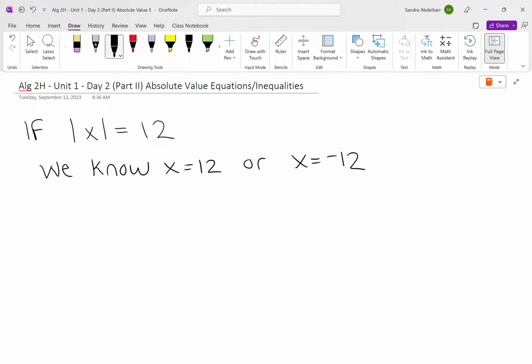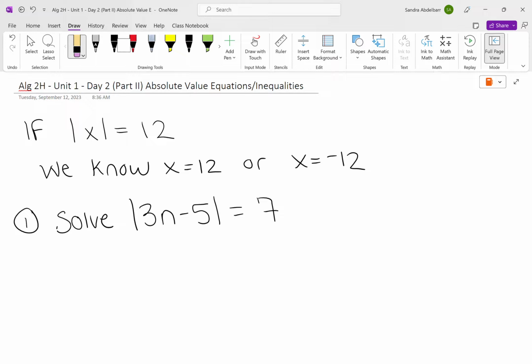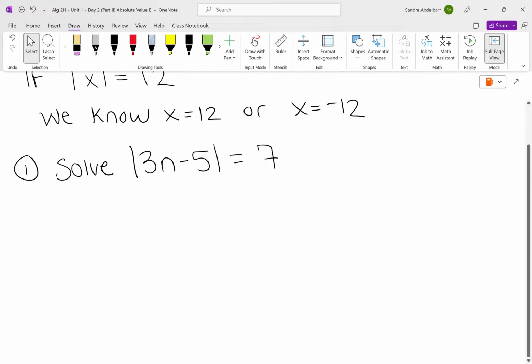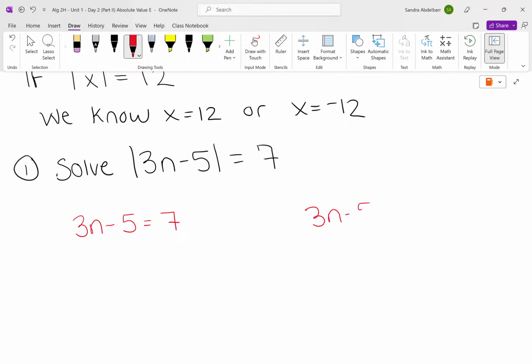Okay, so what happens when we have an absolute value equation? Say I ask you to solve the absolute value of 3n minus 5 is equal to 7. In the past in middle school, you always made two separate equations: 3n minus 5 equals 7, and 3n minus 5 equals negative 7. Do we agree? That's absolutely right, and that is what we're going to do.